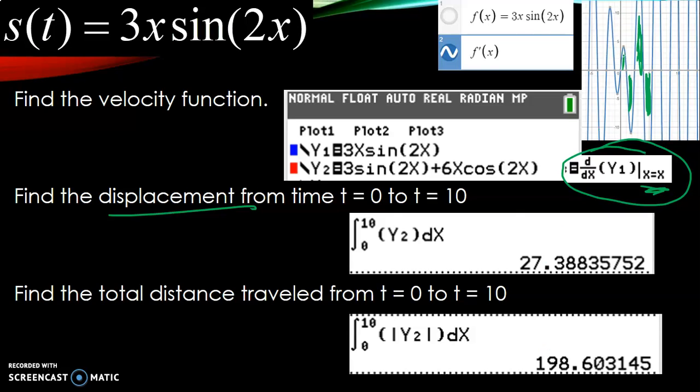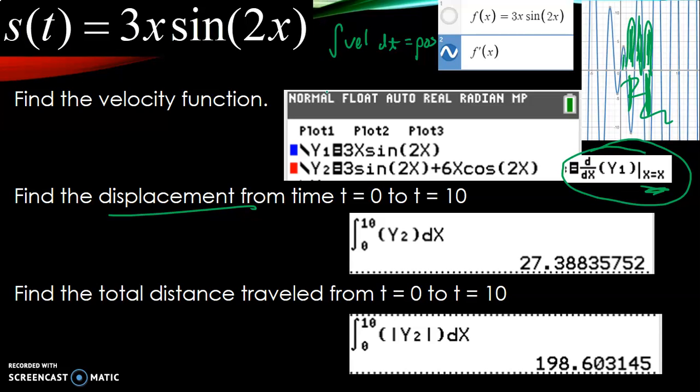This would be moving in the positive direction, this would be moving in the negative direction. So for displacement, they're going to cancel each other out. For total distance, basically all of these get moved up to the top and all the area ends up being positive. Again, we're just integrating velocity to get our position because we're undoing the derivative.